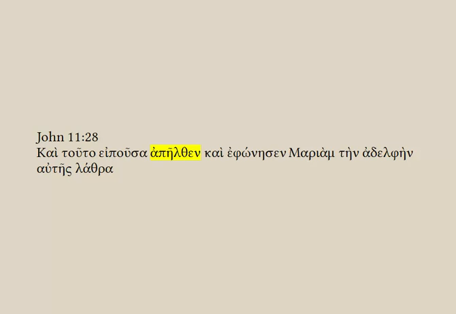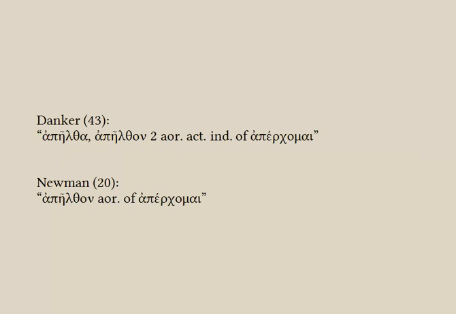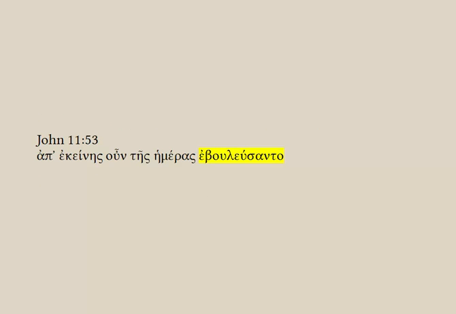Now here's a form that may be a bit more challenging. Here the ending again is the zero form with the movable nu, and so it's a third singular active. But in this case, you need to be able to recognize the stem of a second aorist, and it has a preposition on the front. As we've seen in previous videos, Danker's Concise Lexicon and Newman's Concise Dictionary offer help sorting out difficult forms. So you see our lemma is aperchomai. So now what do you see in this form?